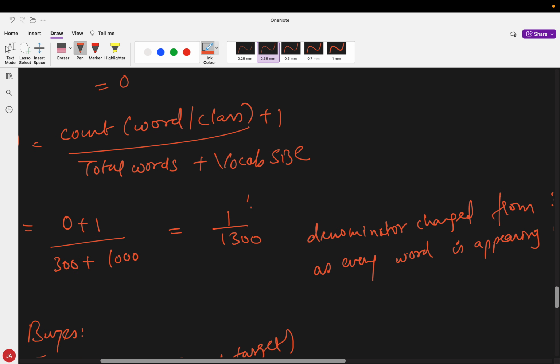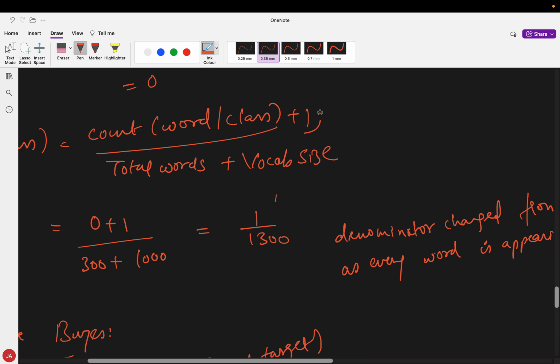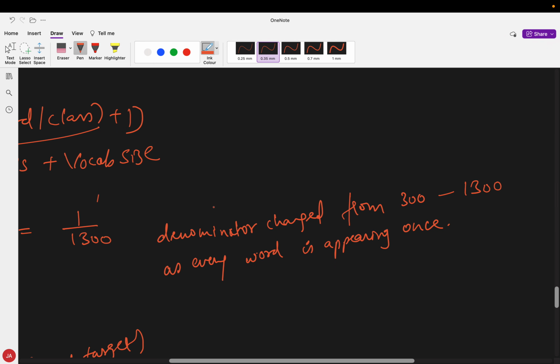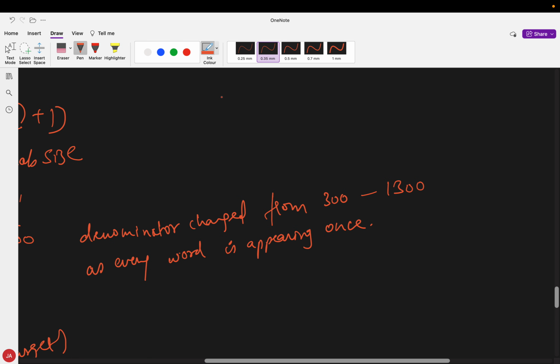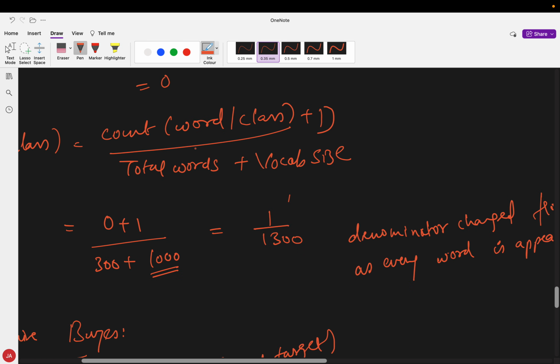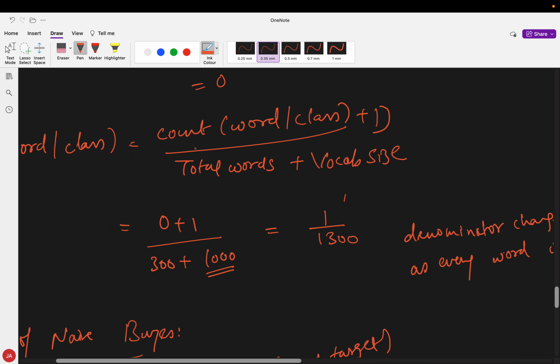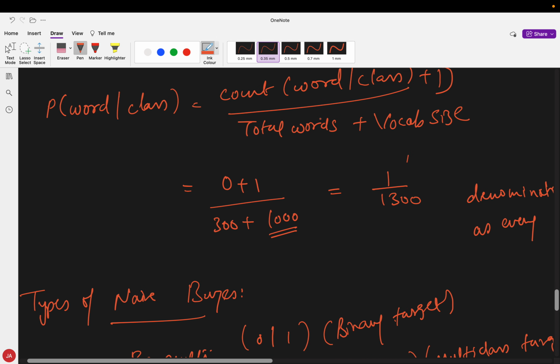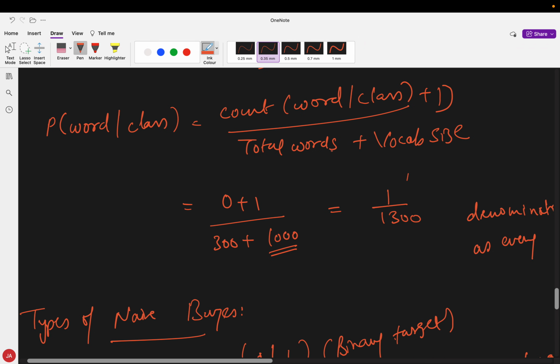So this is the formula. We increase the count of the word by 1. Here fabulous was 0, so the count is increased to 1, and we divide by the denominator plus the total vocab size, as each word would be occurring at least once. My vocab size was 1000 words, so I'm adding 1000. So the denominator is the total words in my negative class, the negative sentiment words, plus the vocab size.